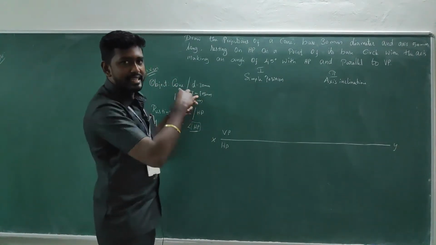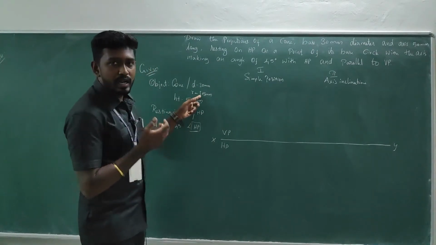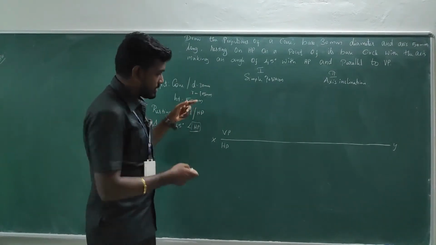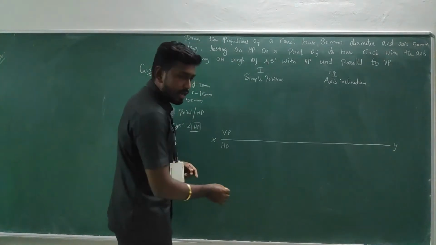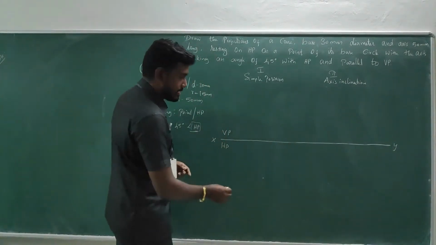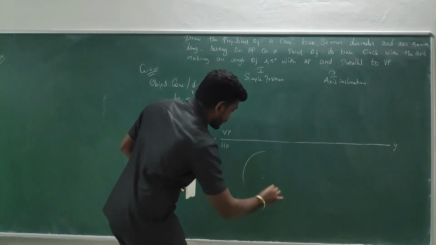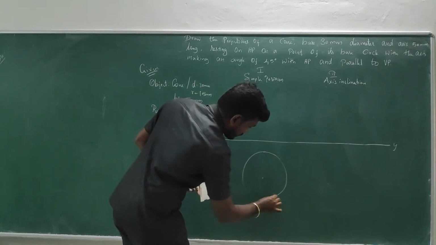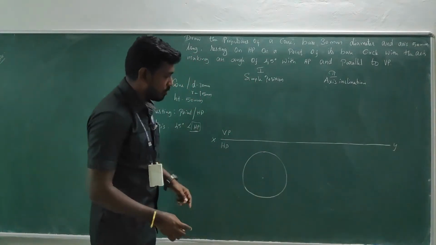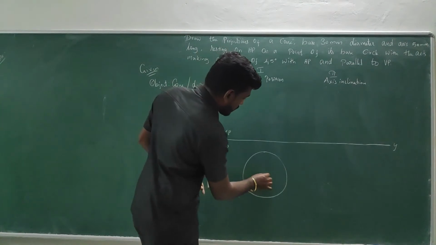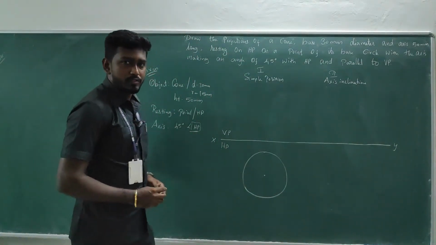In order to get the trace of the circle, I am going to take 15 mm in my compass and, keeping this as the center, I am going to draw this circle. So the circle will be something like this. Okay, so this is the object for me.